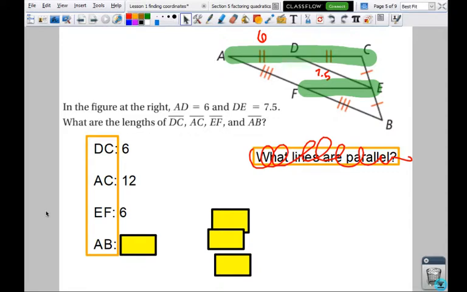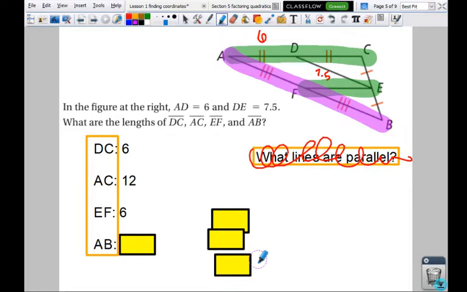And then the last one, we're gonna find AB. And what is that, Trista? What's AB? I don't know. All right, well, let's look at it. All right, AB is right here. What is AB parallel to?